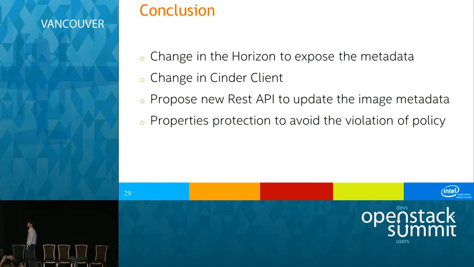This is the conclusion. First, we are going to change Horizon to expose the metadata. Besides some default properties, you can customize different properties as your specific requirements. And we are also going to change the Cinder client, so we can do that by typing some Cinder commands. And we propose some REST APIs to update this image metadata. And we're going to provide some property protections to avoid violation of the policy.